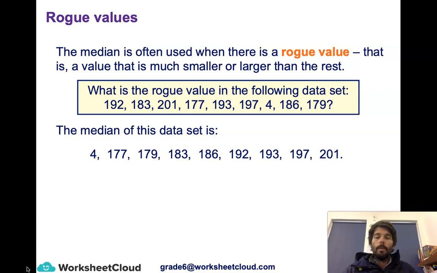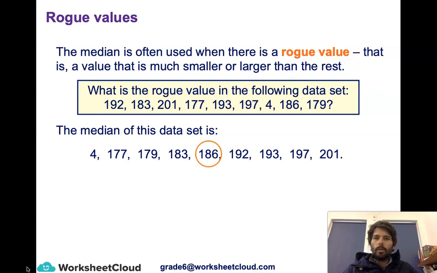Because remember, the median, the mode, and in the next lesson when we do the mean and the range, they are all types of averages. So you need to know when to use which average when dealing with data. And like when there's a rogue value or an outlier, we use the median because it doesn't really change the value of the median or the data.